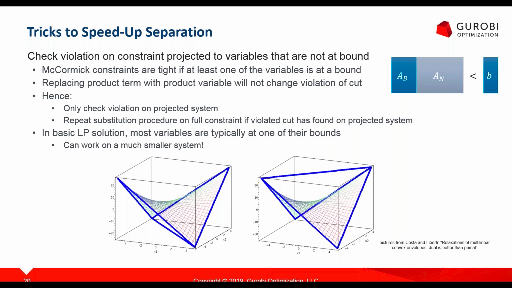Nice thing about Gurobi's approach here, and which is also very common with other solvers, is that we solve the LP relaxations using the simplex algorithm. And the simplex algorithm has the nice property that most of the variables will be at one of their bounds in any of the optimal LP solutions, because all of the non-basic variables are at their bounds. Only the basic variables can be away from their bounds. And that means we, most of the time, can work on a much smaller system here.